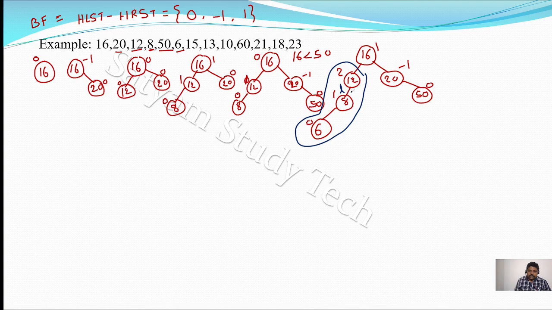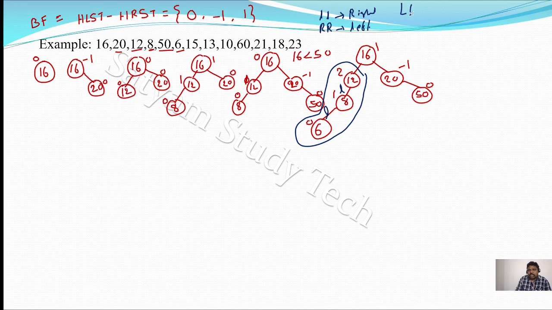Because here it is added left and left, left left. So with left left notation, we have to perform a single rotation, that is right rotation. RR means right right, we have to perform a single left rotation.